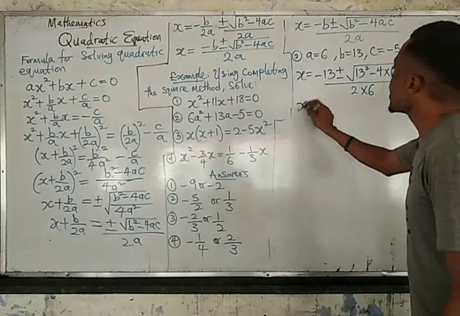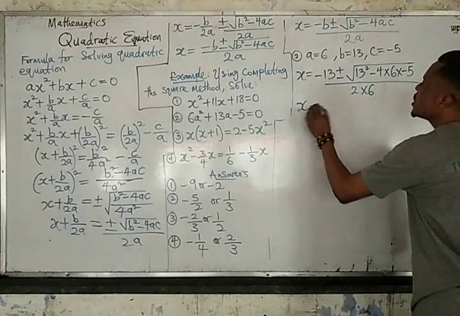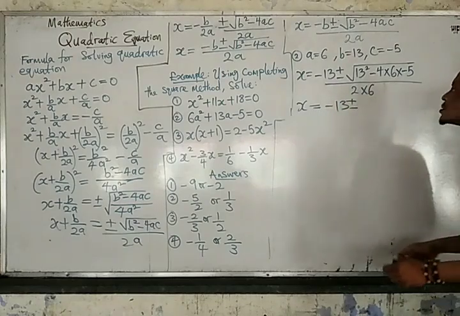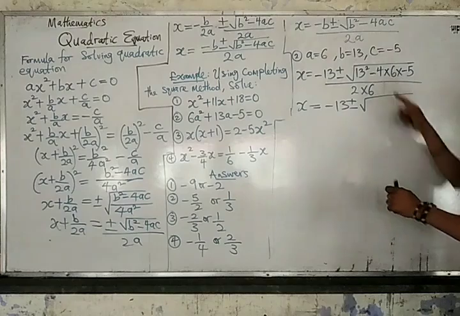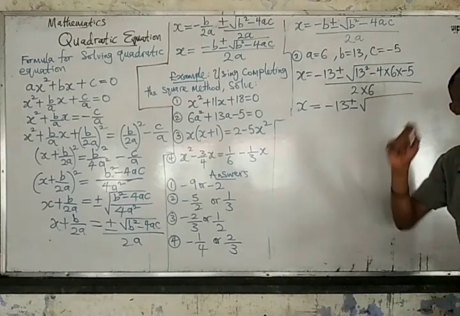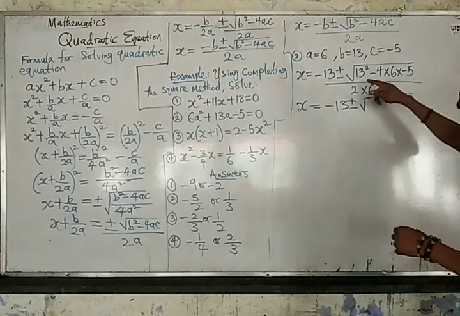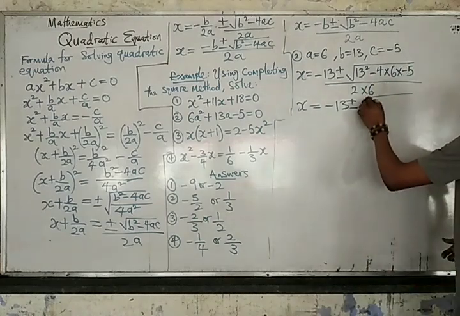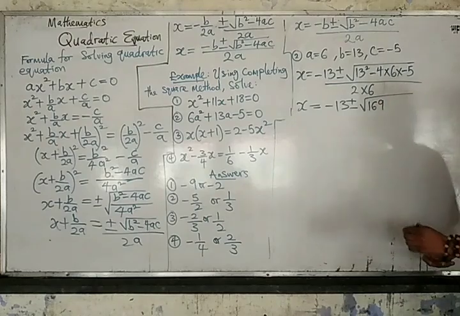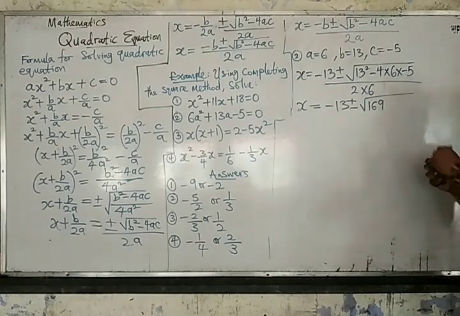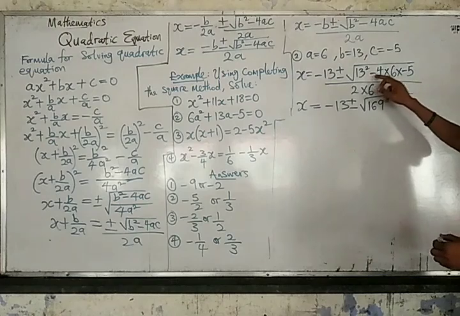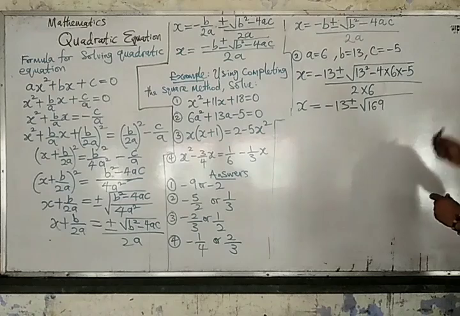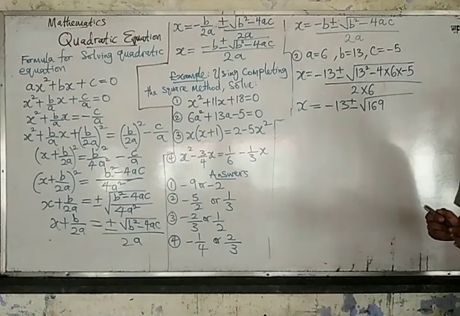Moving on, x is going to be equal to minus 13 plus or minus the square root of 13 squared, which is 169. Minus 4 times 6. A lot of students make mistakes here. They leave the minus and carry out the whole operation. Minus 4 times 6, that's going to give you minus 24.